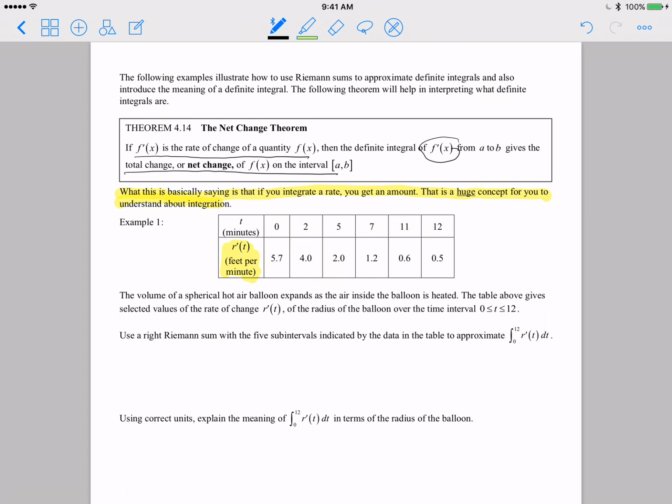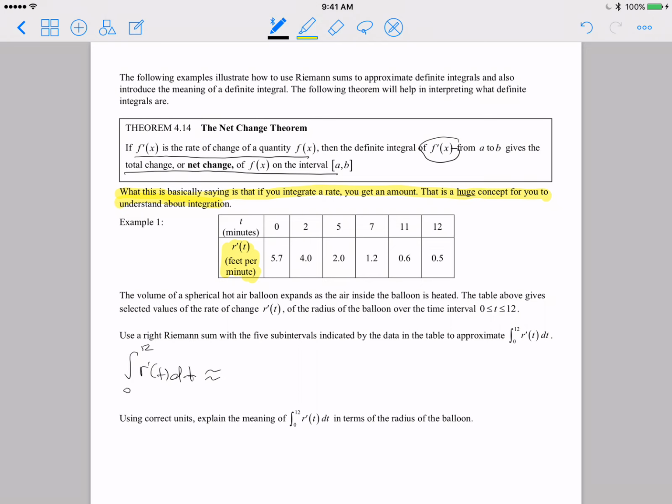Okay, it says to use a right Riemann sum with 5 subintervals indicated by the data in the table to approximate that integral. So what I'm going to do is rewrite down the integral: the integral from 0 to 12 of r prime of t dt. And then this is an approximation, so I'm going to draw an approximation symbol, not an equal symbol.